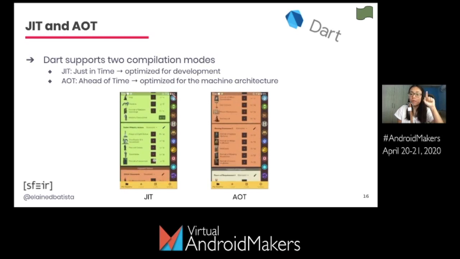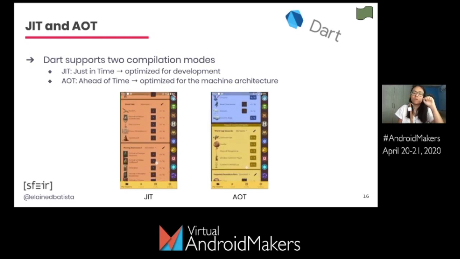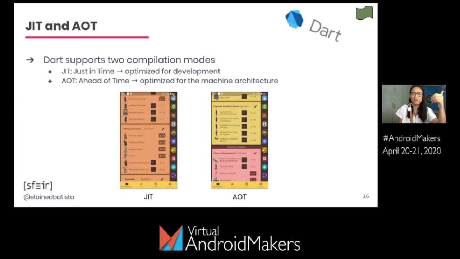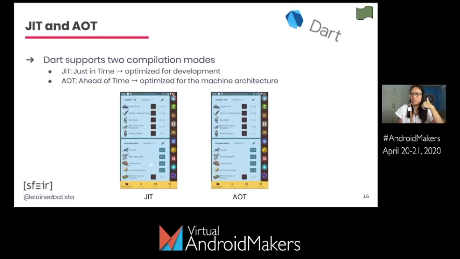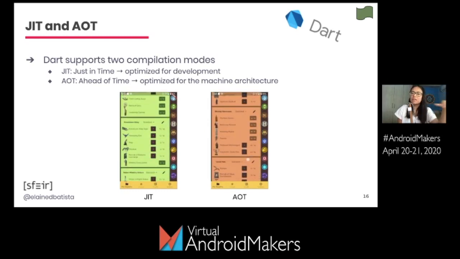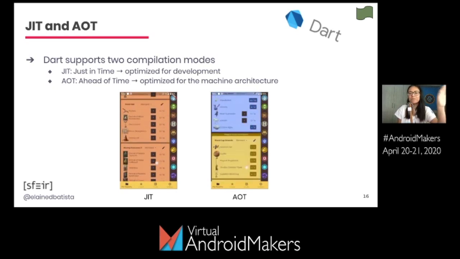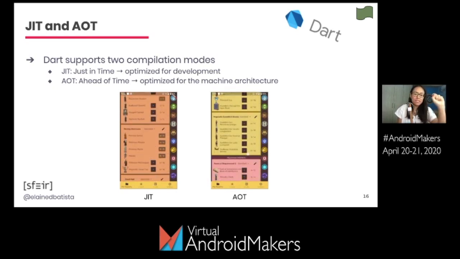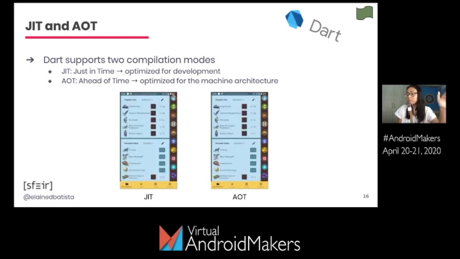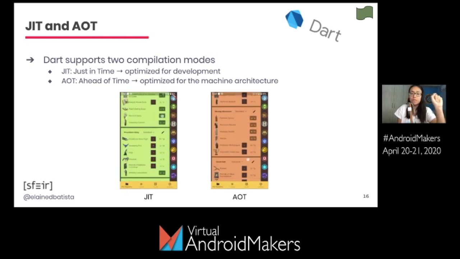They scroll, and it's really janky. It's really slow, and they look at it and say, "Oh my God, this is so slow. Flutter is horrible. I'll never try it again. Let's stick with native development." What this developer didn't know is that he was in developer mode. He was in debug mode.